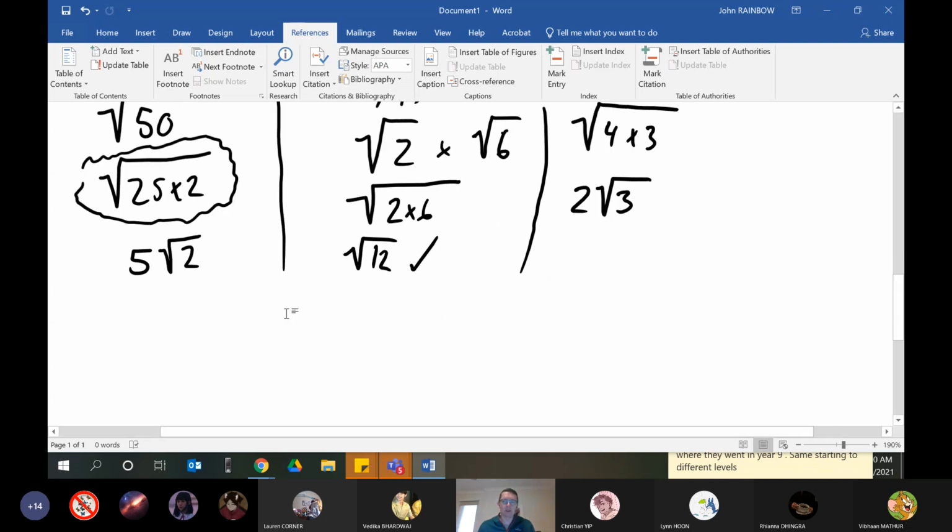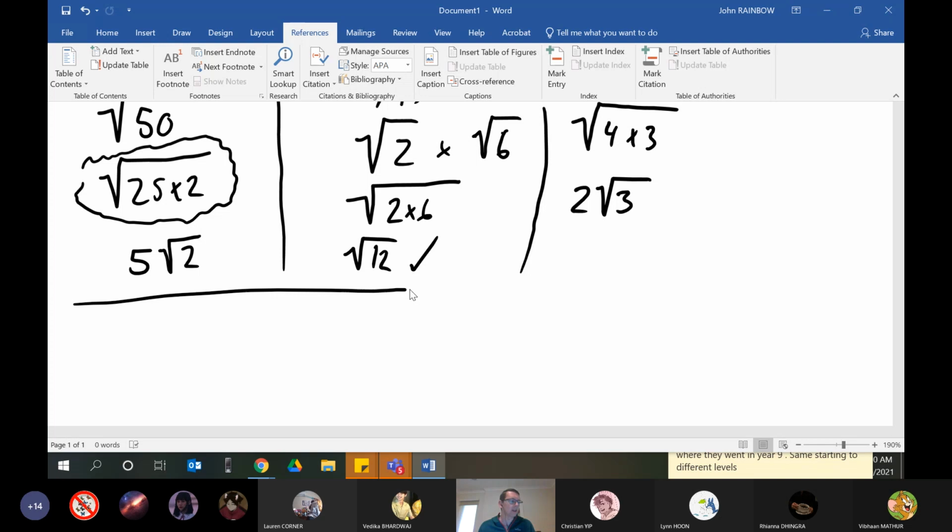So this is probably the hardest section of surds. I'll give you some easier examples. That's sort of more of a harder one. You'll see this one in the textbook: square root of 3 times square root of 10.